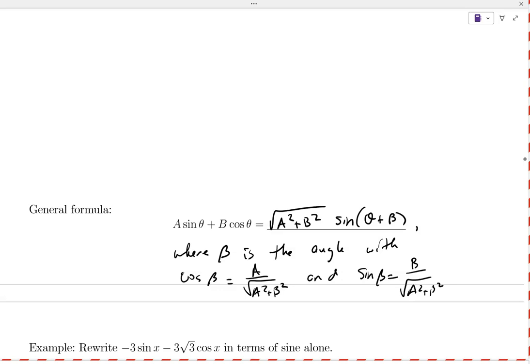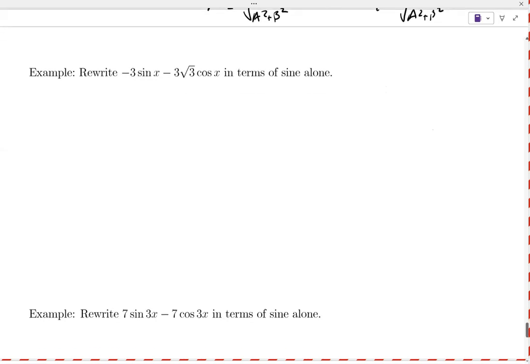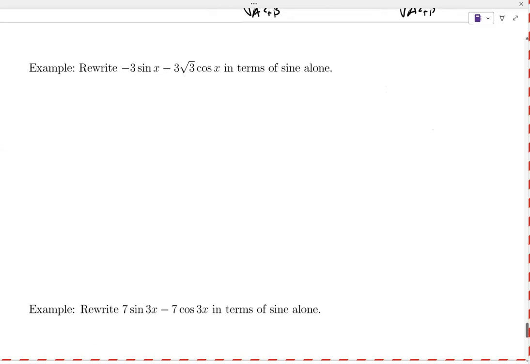It's okay? All right. So let's see if we can do some examples. That sounds like fun. All right. So let's do the first one here. It asks us to rewrite negative 3 sine x minus 3 root 3 cosine x in terms of just sine. By the way, you could also do the same game in terms of just cosine. It's the same kind of process, so you're only going to be asked to do this in terms of sine alone. But you can do the exact same for cosine if you really want to.